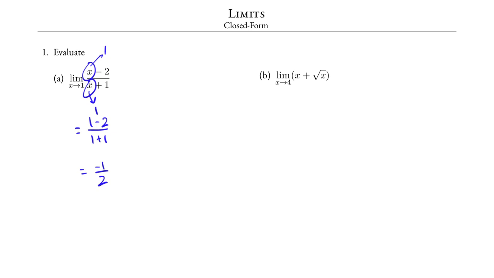For part B, the term x would go to 4, and the x inside the radical would go to 4. Now this is why we need to rewrite the limit notation here. With this limit telling us that x goes to 4, we wouldn't be able to do this. As x goes to 4, we write this as 4 plus the square root of 4, and so this is 4 plus 2 or 6 as the limit.